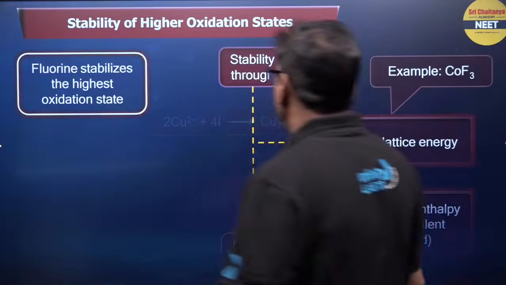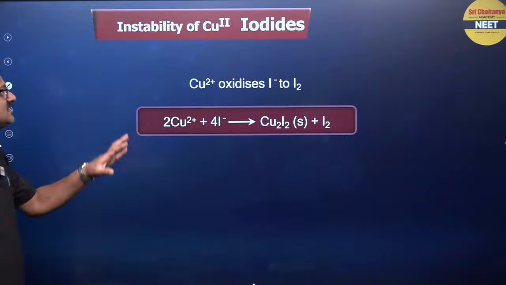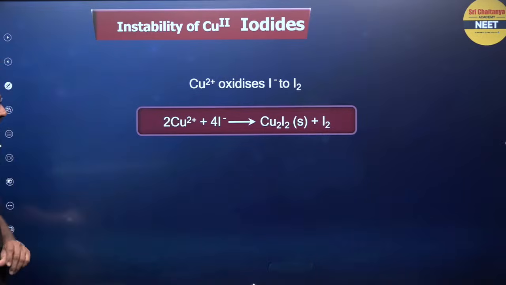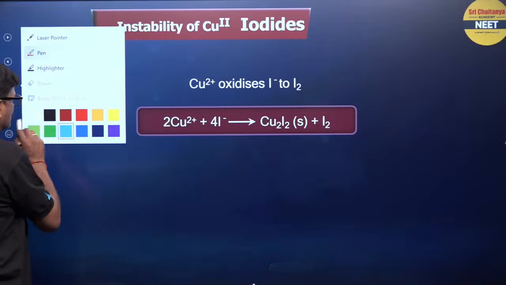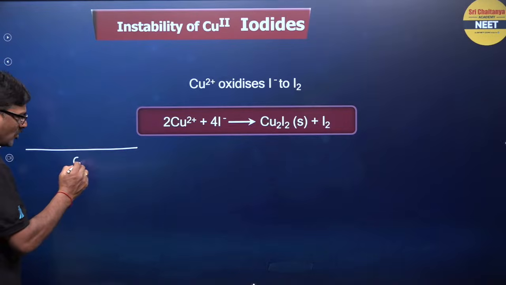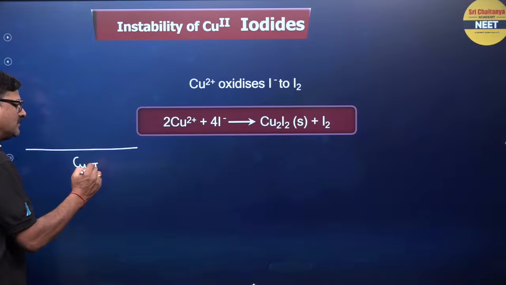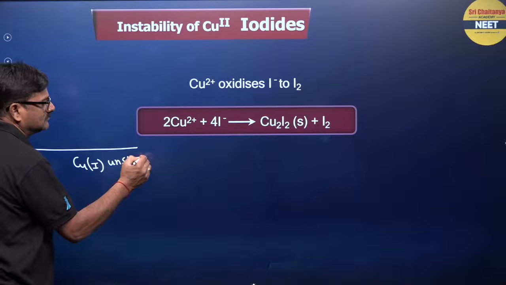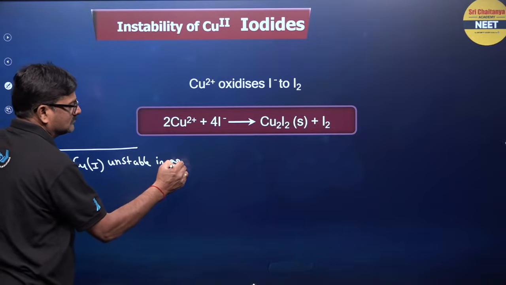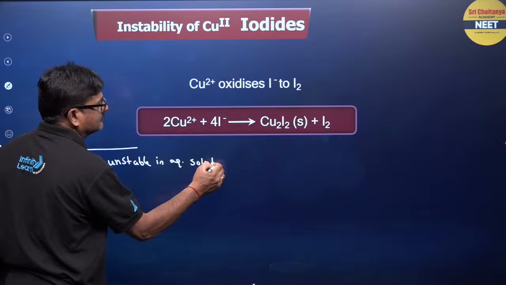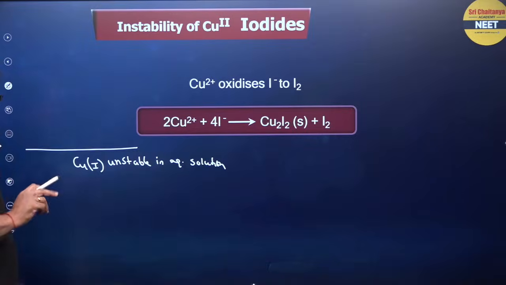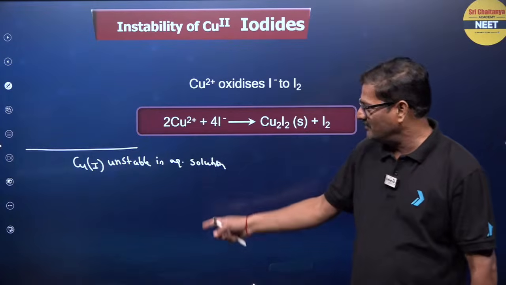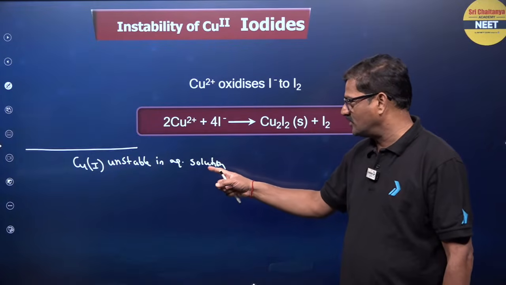Yeah, that's good. Now when it comes to oxygen, so instability of copper 2 plus iodide, copper plus 1 is going to be unstable in aqueous solutions. There are 2 points I want to say. Copper plus 1 is going to be unstable. That is one remarkable point. Somebody tell me the reason why. Somebody tell me why copper plus 1 is unstable in aqueous solution.